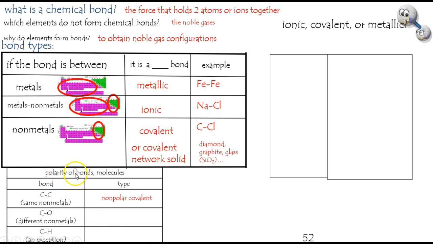Okay, continuing with the polarity of these covalent bonds. If they're different nonmetals, well, the oxygen is more electronegative in this case than carbon, so you would have a polarized or a polar covalent bond where the electrons would be unevenly shared. In this case, they'd be more attracted to oxygen than to carbon.